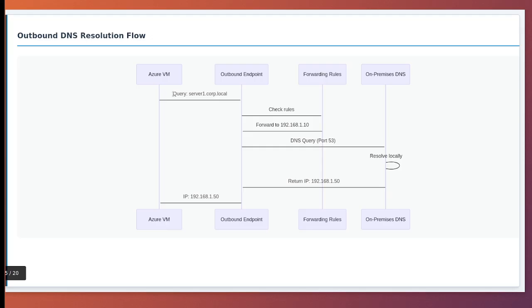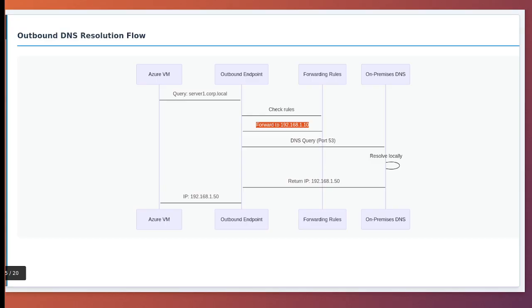This outbound flow is equally important because your Azure workloads often need to communicate with on-premises services, like databases, file servers, authentication systems, and more. When an Azure virtual machine queries for server1.corp.local, it uses the DNS servers configured in its virtual network settings. If you've properly configured your VNet, these queries are directed to the DNS private resolver's outbound endpoint. This is automatic. The virtual machines don't need any special configuration.